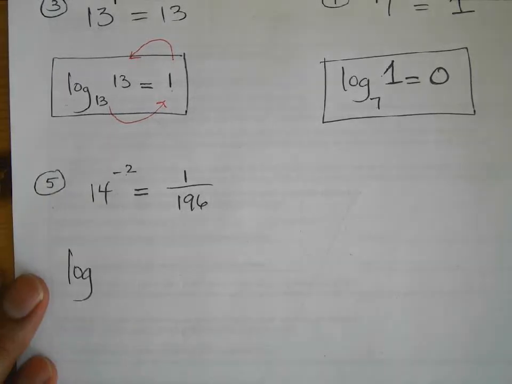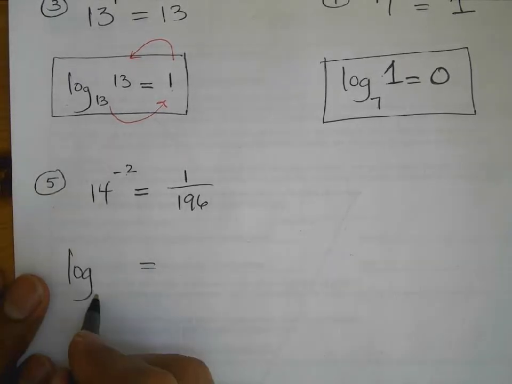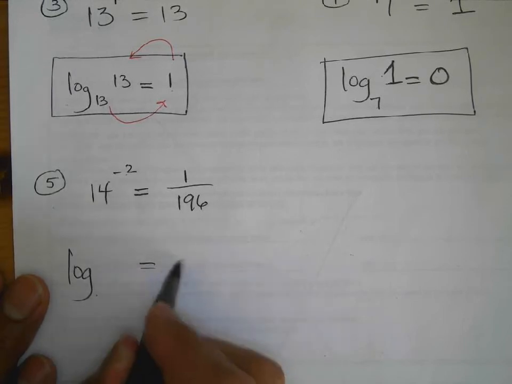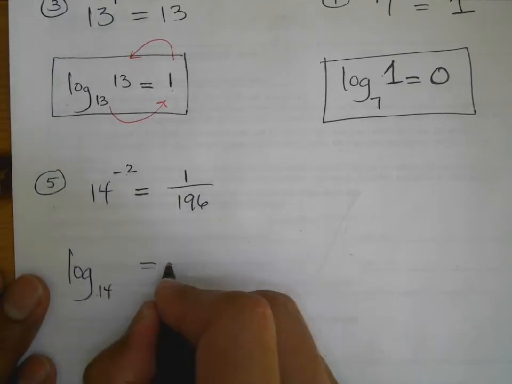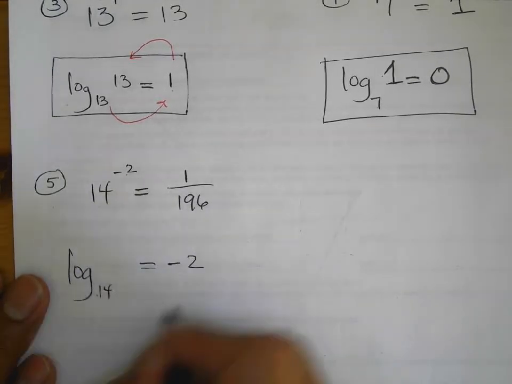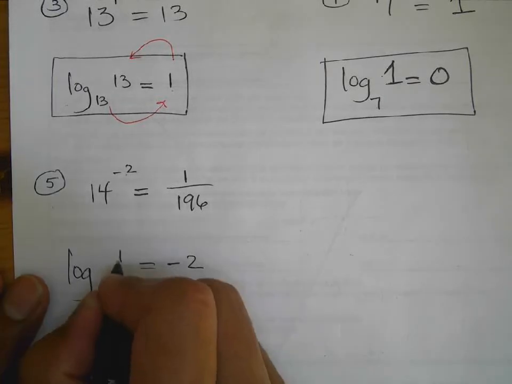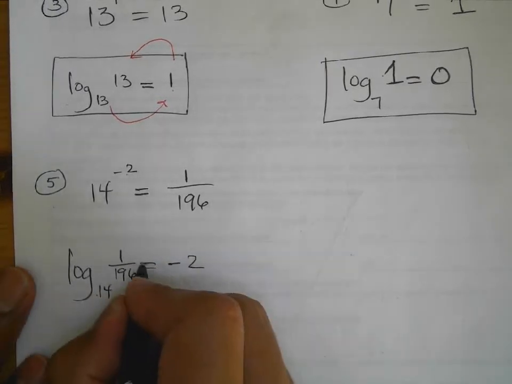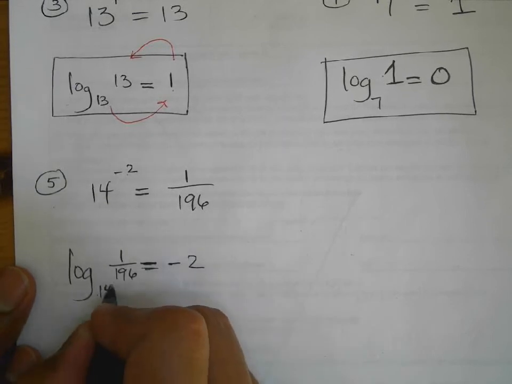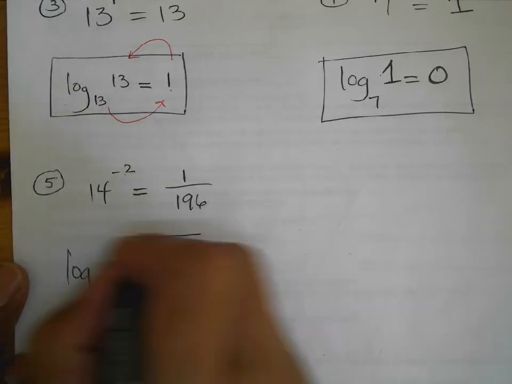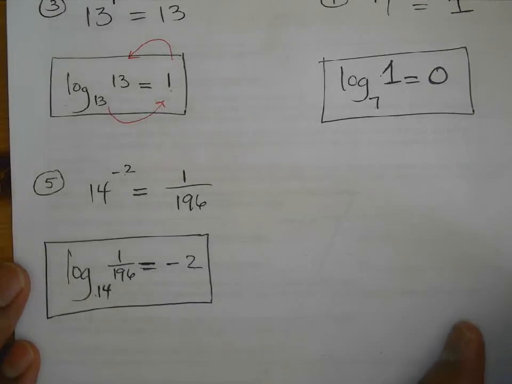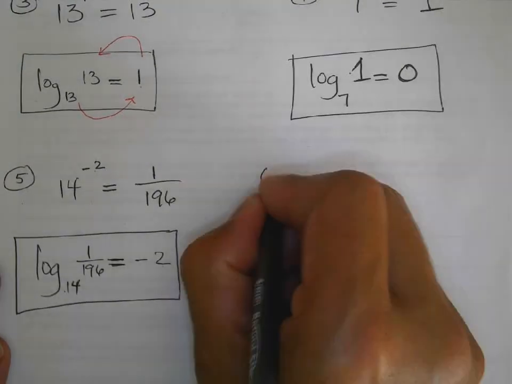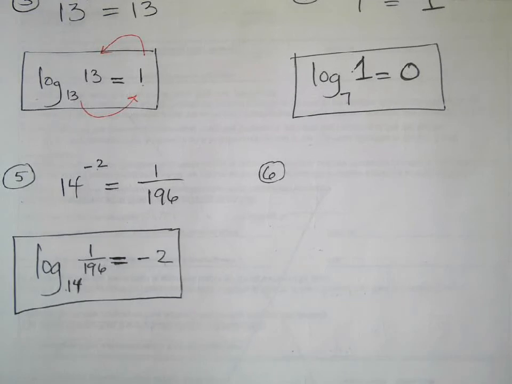That would be log of what? I need a number here as the base. I need a value and then a number over here. So that's going to be the base 14 to the power of negative 2, right? If I'm thinking this like counterclockwise, is 1 over 196. This is how you write it. 14 to the power of negative 2 is equal to 196. This is how you write it in logarithmic form. So that's all you're doing today. Well, actually, there's more, but this is what you need to understand.